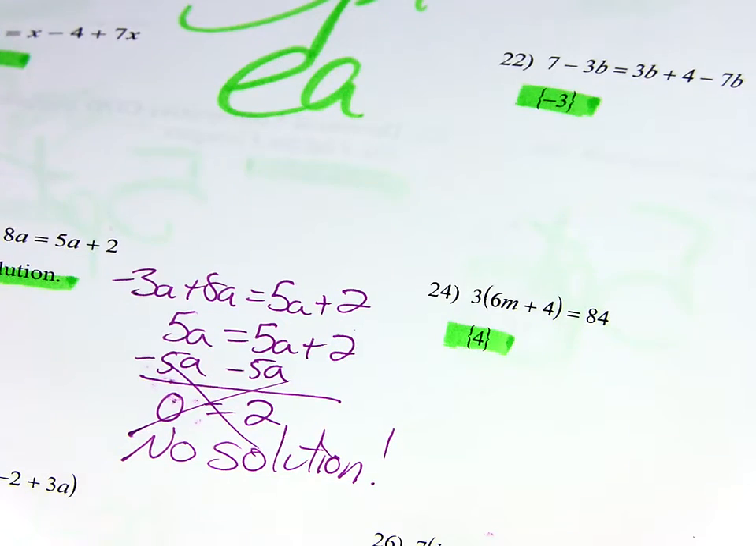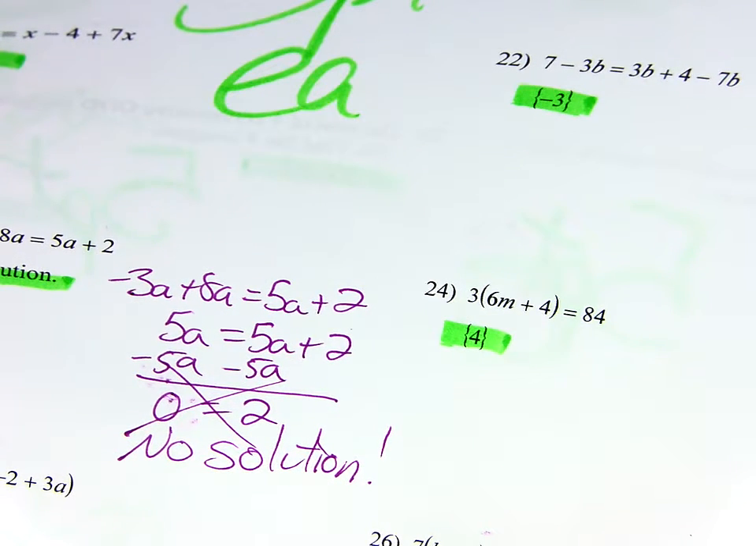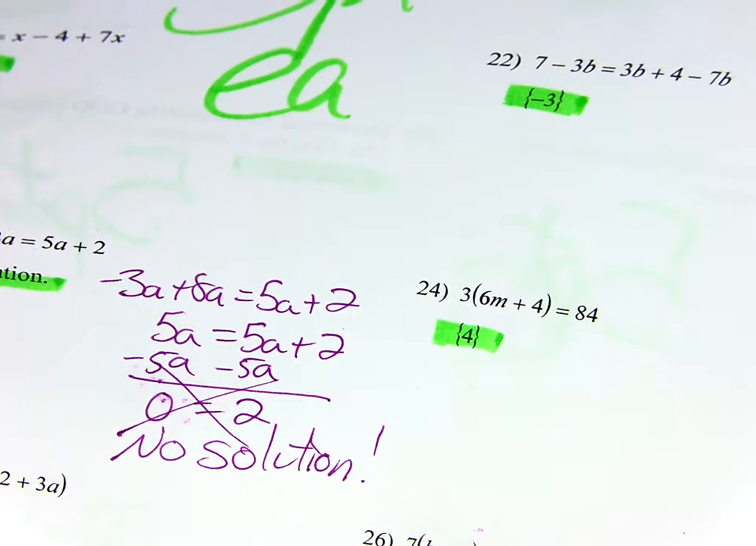Anywho, so those are those two. I hope that kind of clears up the infinite solutions versus no solutions. And getting an answer of 0 is something totally different. That's just an answer. 0 is a number like anybody else.